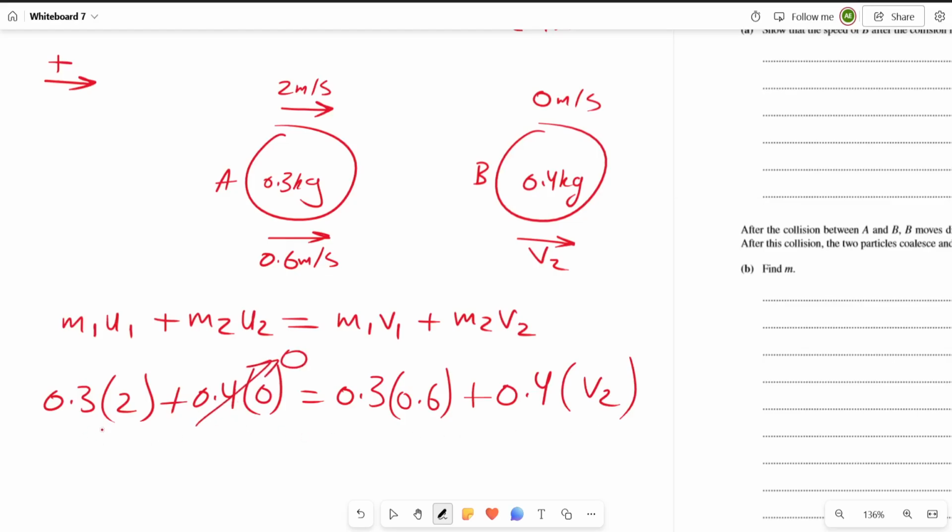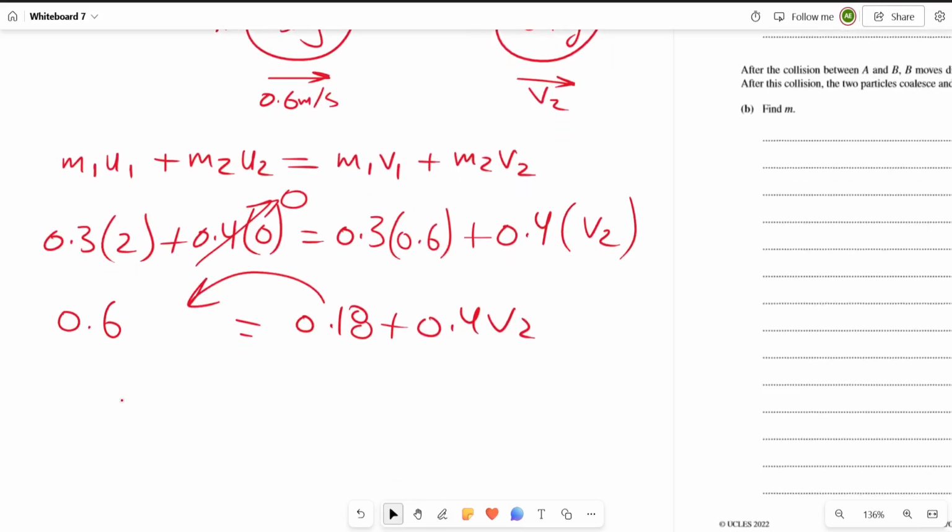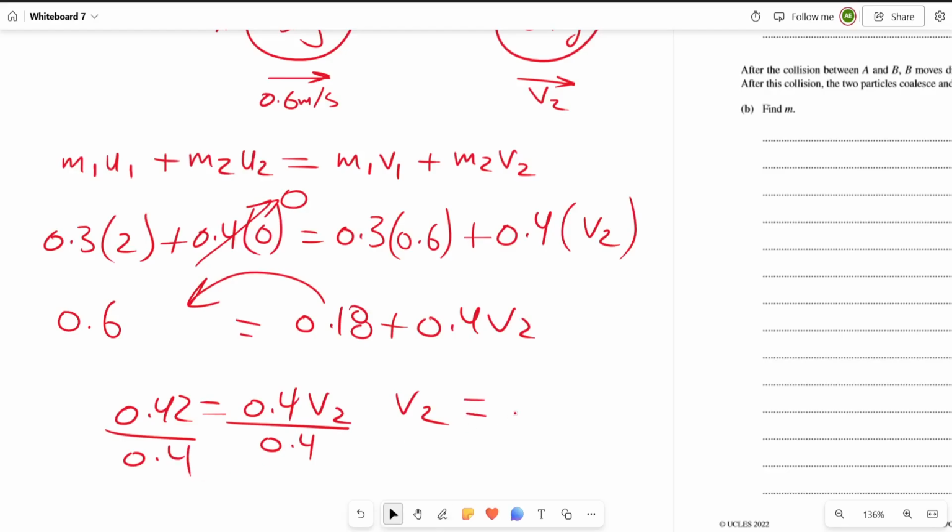So this term is going to be 0. 0.3 times 2 is 0.6, which equals 0.3 times 0.6, which is 0.18, plus 0.4 V2. And from here, I can move this 0.18 to the other side. It's going to become 0.6 minus 0.18. That is going to be 0.42, equals 0.4 V2. V2 equals, we divide both sides by 0.4. That gives me a V2 value of 1.05 meters per second.